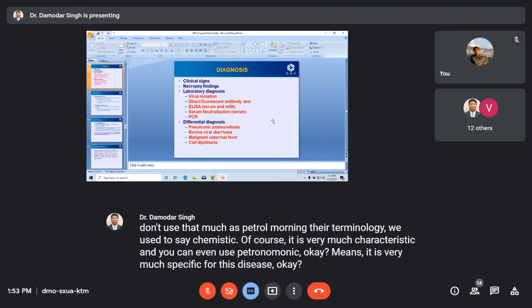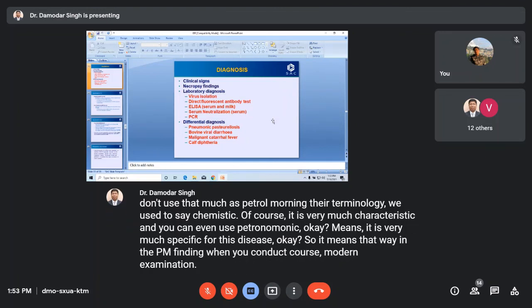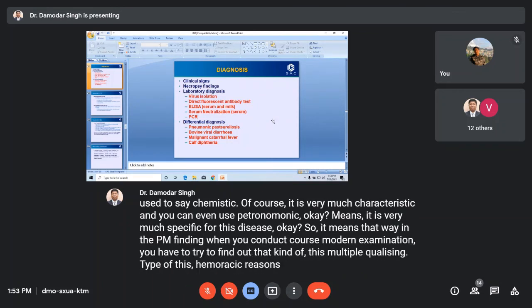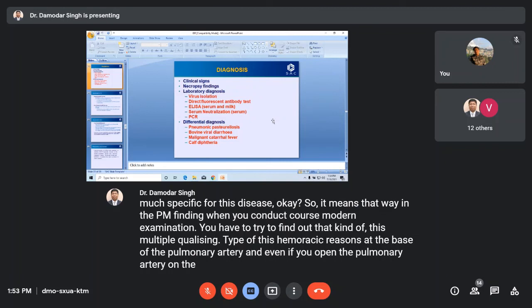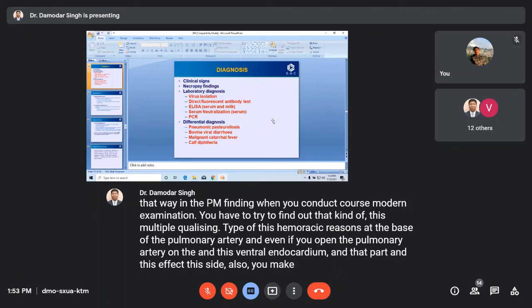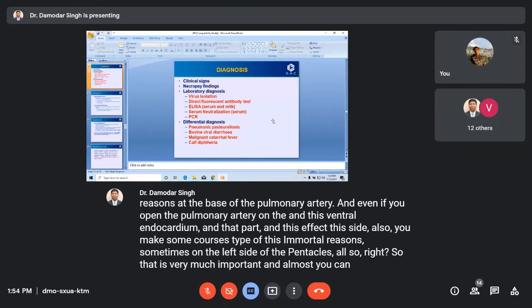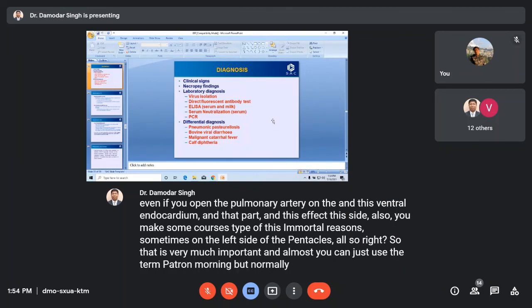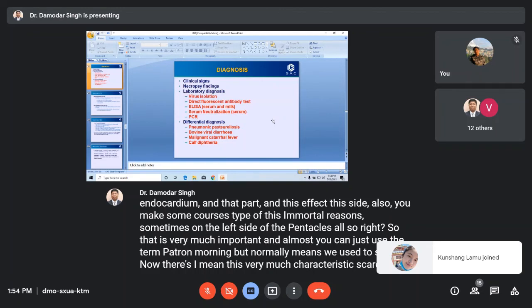That's why in the PM findings, when you conduct post-mortem examination, you have to try to find that kind of multiple hemorrhagic lesions at the base of the pulmonary artery. And even if you open the pulmonary artery and the ventral endocardium, you may come across such hemorrhagic lesions. Sometimes on the left side of the ventricle also, right? So that is very much important. You can just use the term pathognomonic, but nowadays we normally say very much characteristic gross lesion, right?